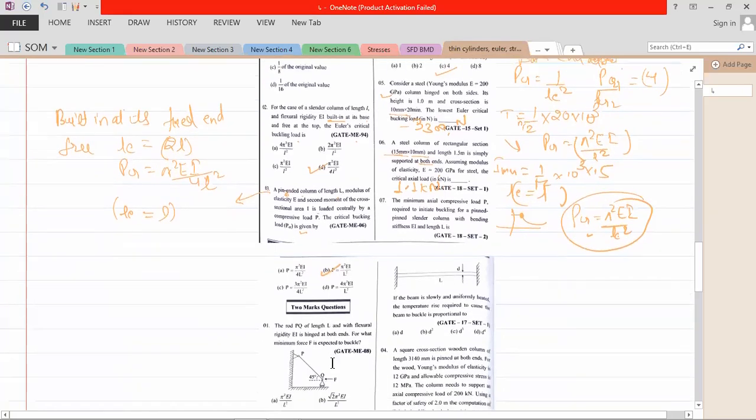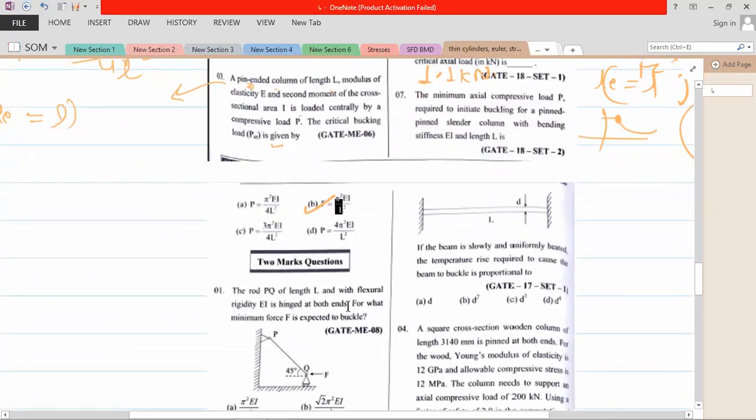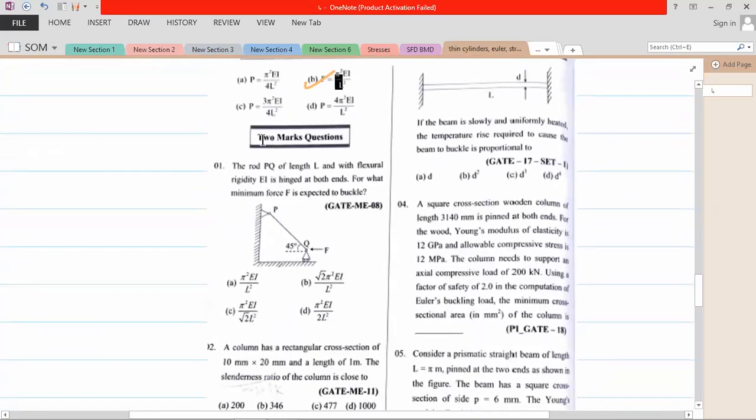Next question is here. It is given the rod PQ of, I hope my screen is visible. Let me zoom it a little bit. Okay. So it is given the rod PQ of length L and with flexural rigidity EI is hinged at both ends. What is the minimum force expected to buckle?